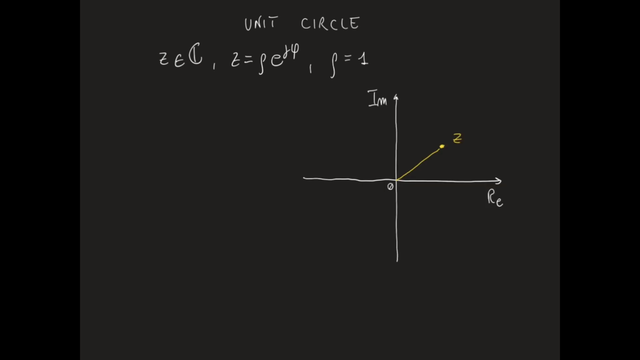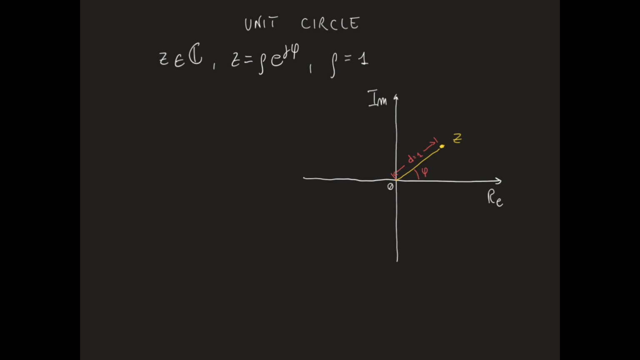Consider a complex number z represented in polar coordinates. So z is equal to rho e to the j times the phase phi. Let us assume that in this complex number, rho, the modulus, is equal to 1. This means that by definition, the distance of such a point from the origin is 1, whatever the phase phi is.